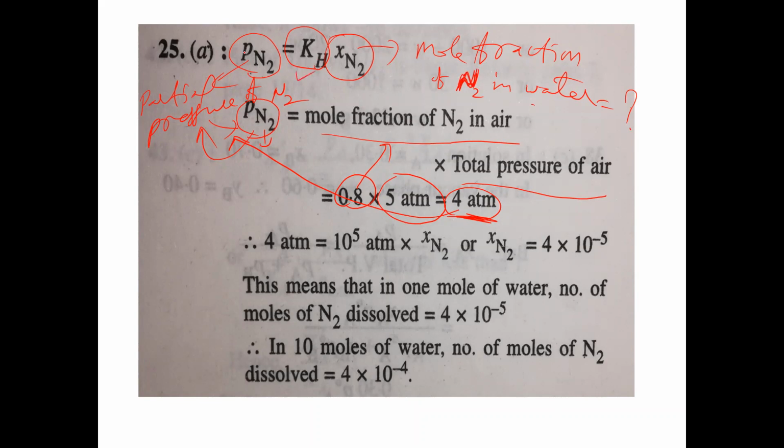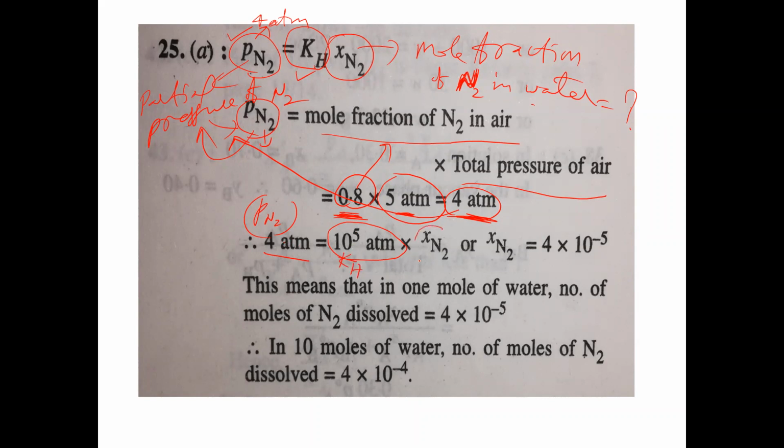Now Kh is given to you and the partial pressure of nitrogen we got as 4 atm. How did we get this 4 atm? From air, the 0.8 fraction of nitrogen into the total pressure of air, 5 atm, gives 4 atm. So 4 atm is equal to Kh, which is 10 power 5 atm. This is the Kh value that is given: Kh of nitrogen is 10 power 5. Partial pressure of nitrogen we got as 4 atm.